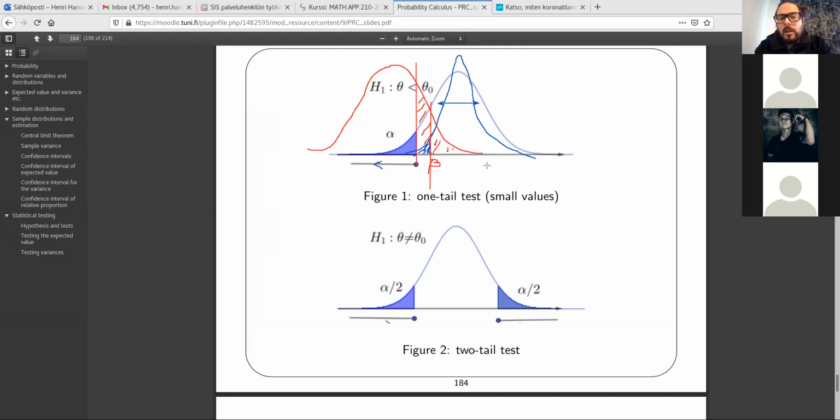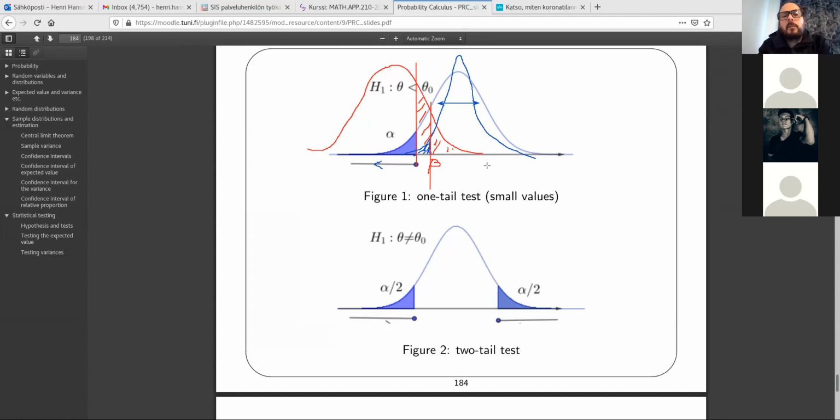And you can decrease both alpha and beta if you have the same sample size. Sorry, if you increase the sample size, then you can have a smaller alpha and yet a smaller beta too, right?